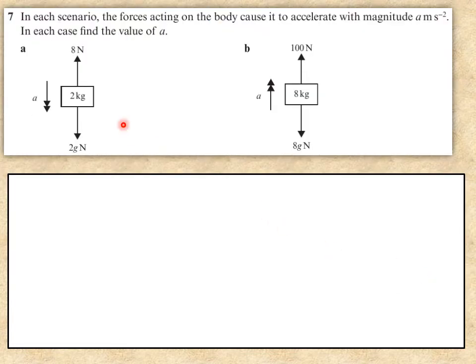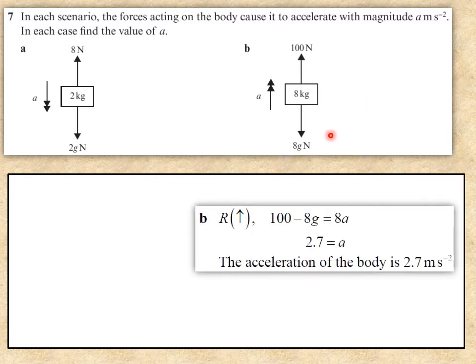Now, same, in each scenario the forces acting on the body cause it to accelerate. Again, an accelerating body, F equals ma. Let us take 7b. Because the object is going up, here in this example forces are given, acceleration is missing. The same simple mathematics. If I resolve upward as positive, and same F equals ma, this is the resultant force. Because upward is positive, 100 will be positive, 8g.